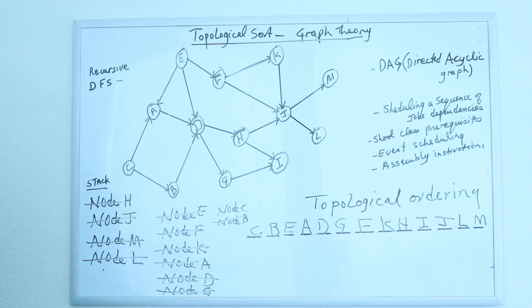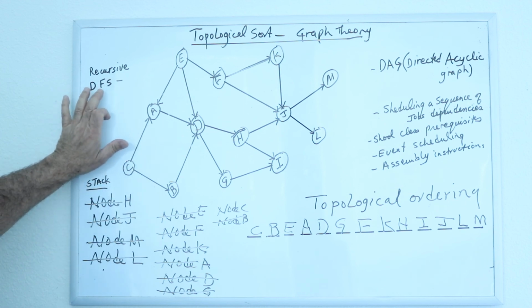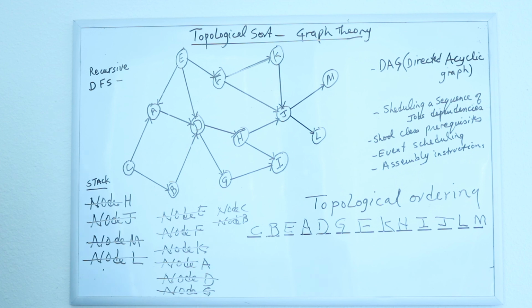So this is the topological order, and this could be the list of courses that you can take. Again, it's using depth first search, and it's recursive. Recursive means that we keep calling and then using a stack. So this is what is known as topological sorting, and that's my topological order. Thank you.